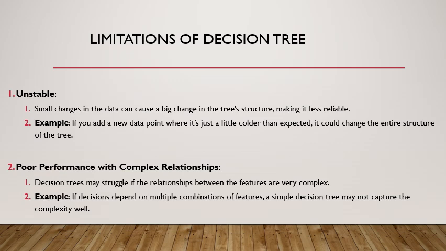Poor performance. Poor performance means what? A decision tree may struggle if the relationships between the features are very complex. It assumes that the relationship between variables should be simple and clean. Example, if a decision depends on multiple combinations of features, a simple decision tree may not capture the complexity well. Okay, this is about limitations.